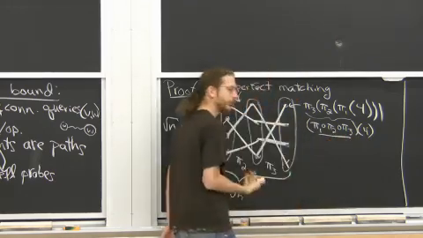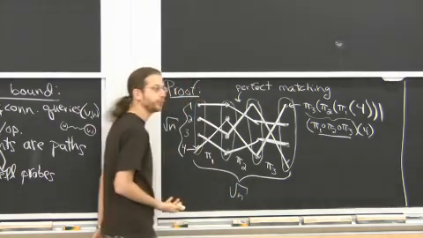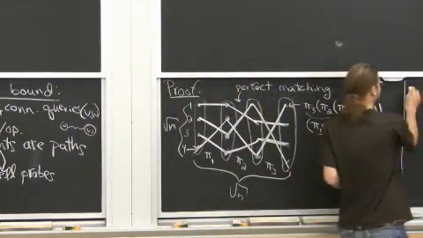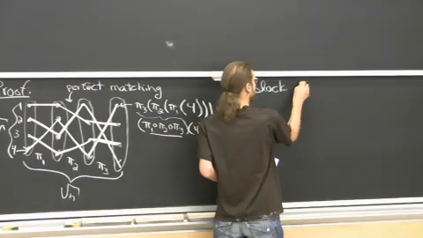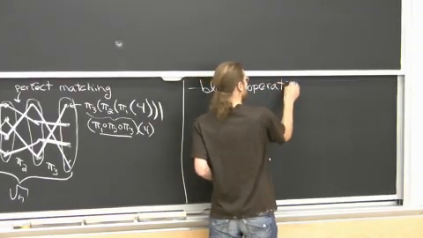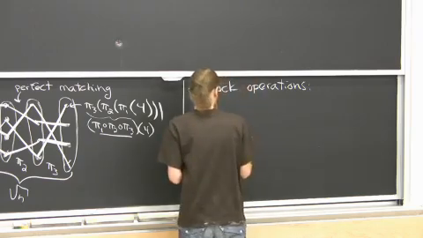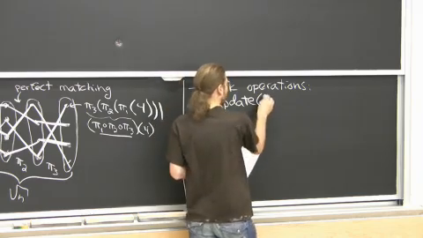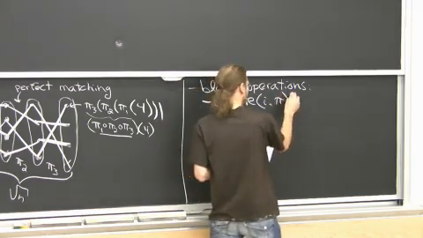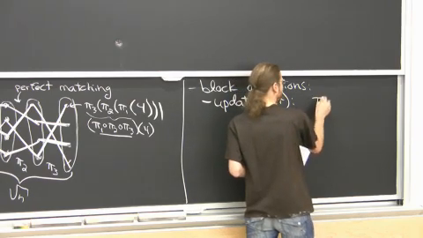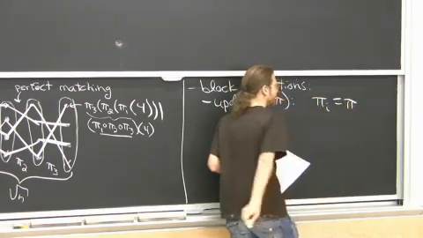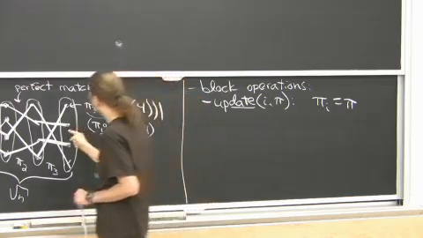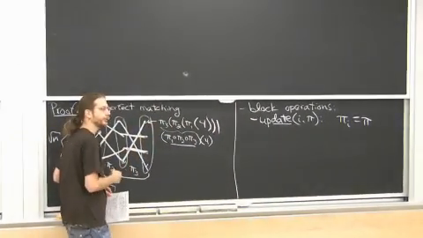And we're going to show basically composing permutations is tough when you can change those permutations dynamically. So what we're going to do is a series of block operations which change or query entire permutations. So here, an update is going to be a whole bunch of insertions and deletions of edges. Basically, what we want to do is set pi I equal to pi. So that's what update of I comma pi does. It changes an entire perfect matching to be a specified permutation.